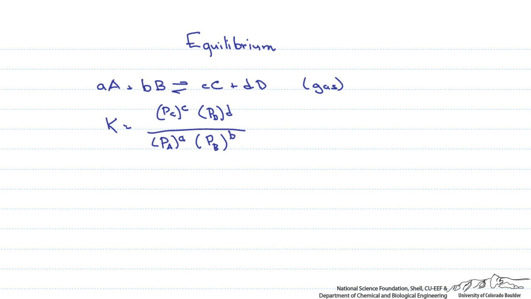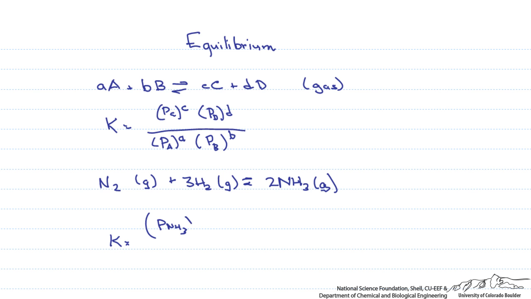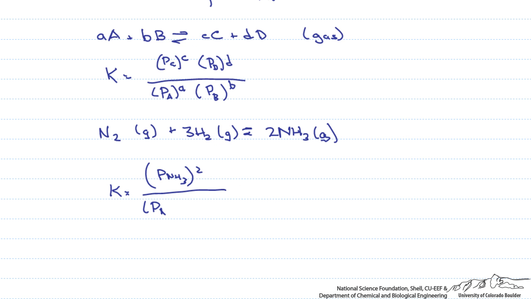So we're going to look at an example of a gas reaction, and this is the formation of ammonia. We would normally write this as the partial pressure of ammonia squared, because there are two of them, divided by the partial pressure of nitrogen times the partial pressure of hydrogen cubed.